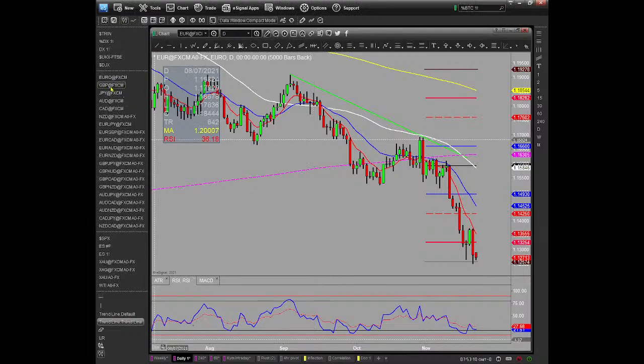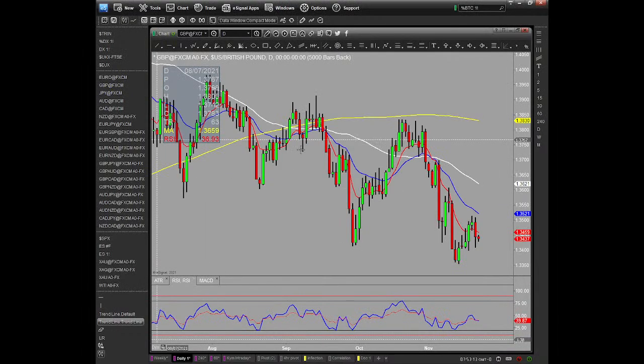The pound. Well, the pound, it was doing pretty well up until Thursday. Friday, then it just completely sold off again, and we saw this running through.